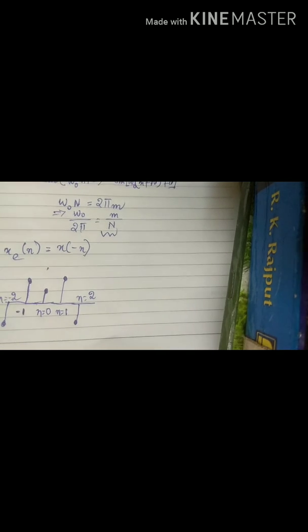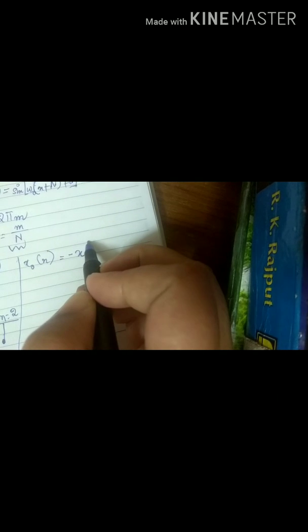Now for an odd signal, we can say xo(n) must be equal to minus x(-n). An example of this signal is sin(omega n).